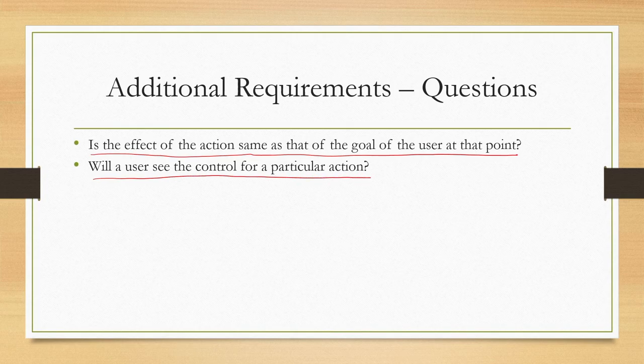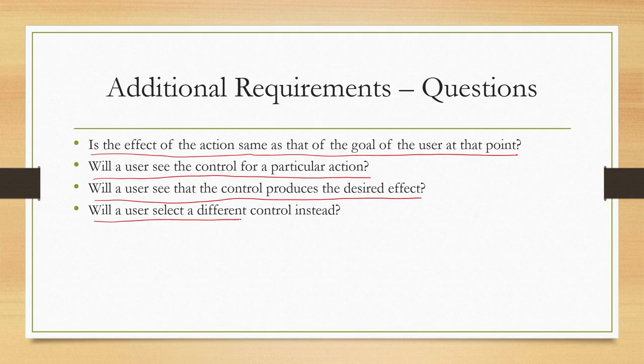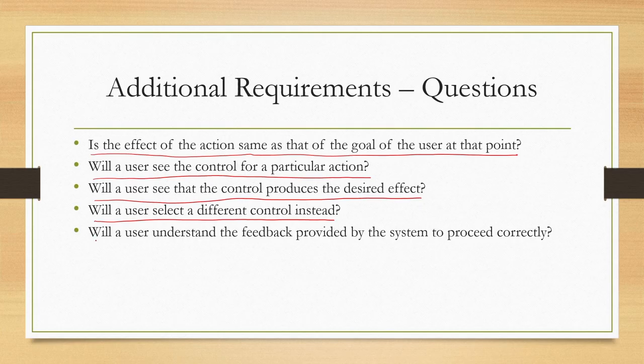So, these are broad generic type of questions, not referring to any specific system. These questions can be adapted to specific scenarios as we have just seen. Will a user see that the control produces the desired effect? Will a user select a different control instead? Will a user understand the feedback provided by the system to proceed correctly?